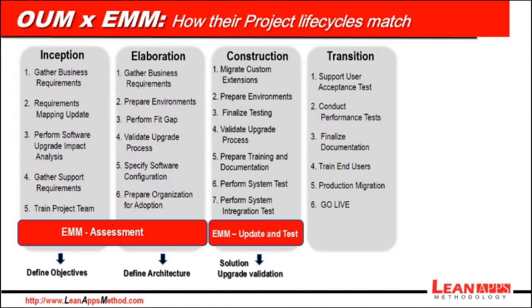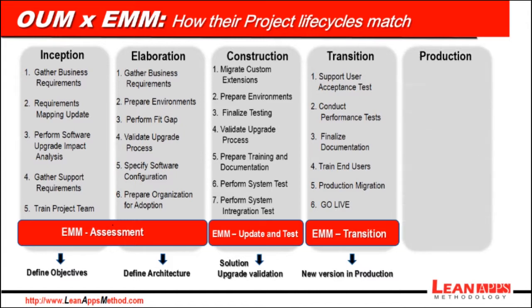For EMM, we have exactly the same phase name, which has the same purpose, to upgrade the new EBS version to production. And finally, we have the production phase at OUM, where we stabilize the system and address user requests for problem fixing and navigability questions. For EMM, the fourth and final phase has precisely the same name with the same goals and objectives, which is to stabilize the environment and get project acceptance.